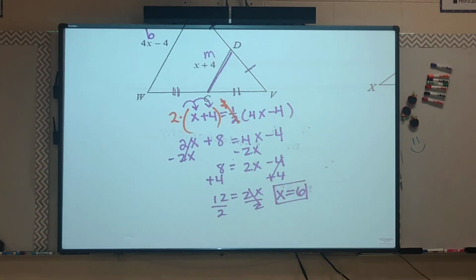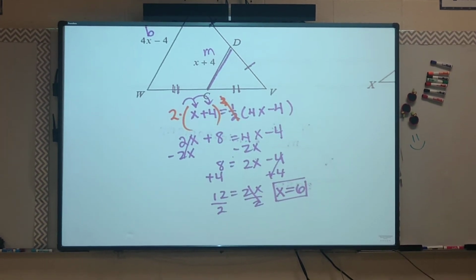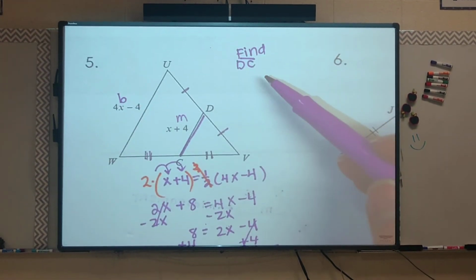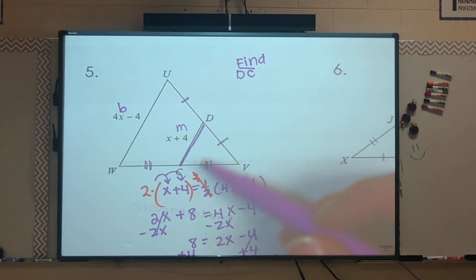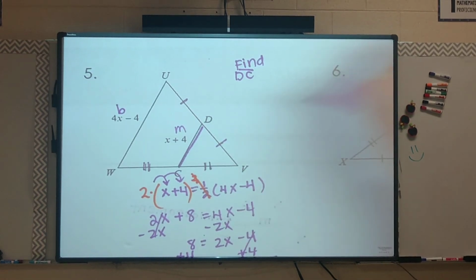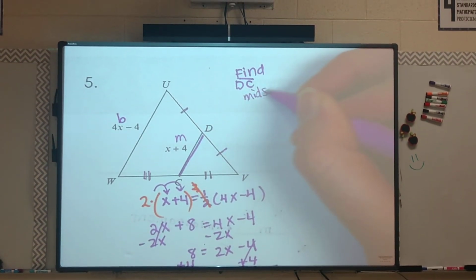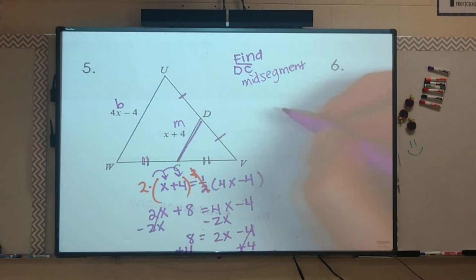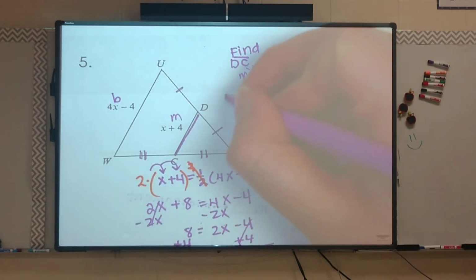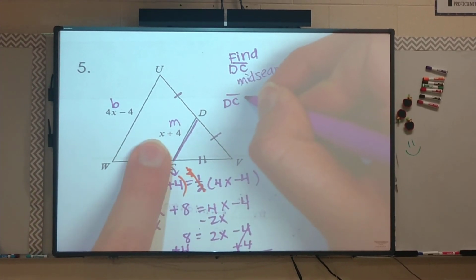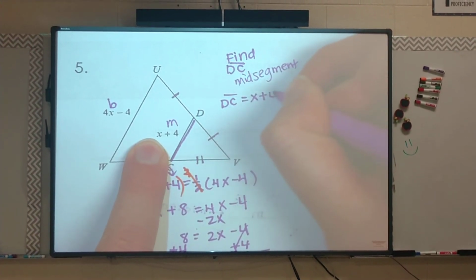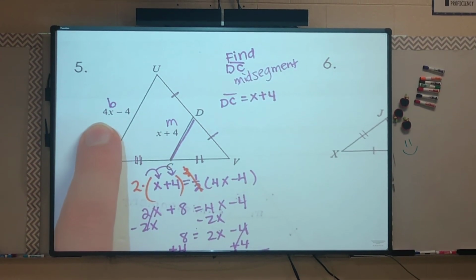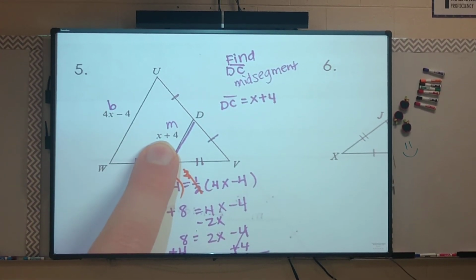Now, like I said, you will see some examples on the practice where they ask you, hey, find the actual measurement of some length. And it'll usually either be the midsegment itself, so DC is the midsegment, or it may be the base. Doesn't matter which one. All that means is look for which piece you're concerned about. So DC, its expression is x plus 4. Okay? If they wanted the base, that would be 4x minus 4.